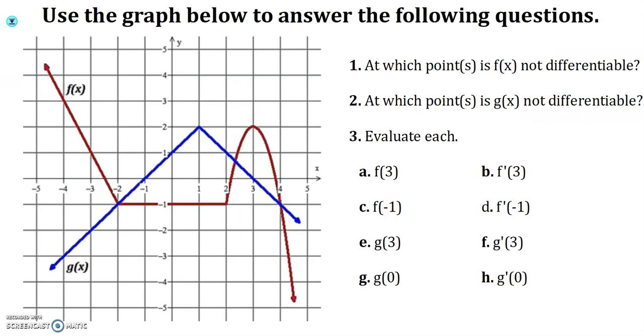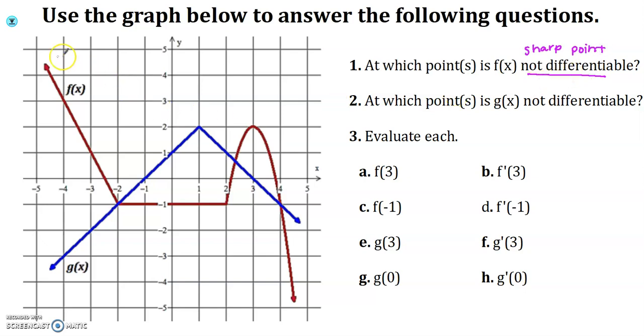Okay, so use the graph below to answer the following questions. So we're given the graph of f of x, that's the graph in red, and then the graph of g of x, which is the graph in blue. So at which points is f of x not differentiable? So remember, it's not differentiable anywhere you have a sharp point.